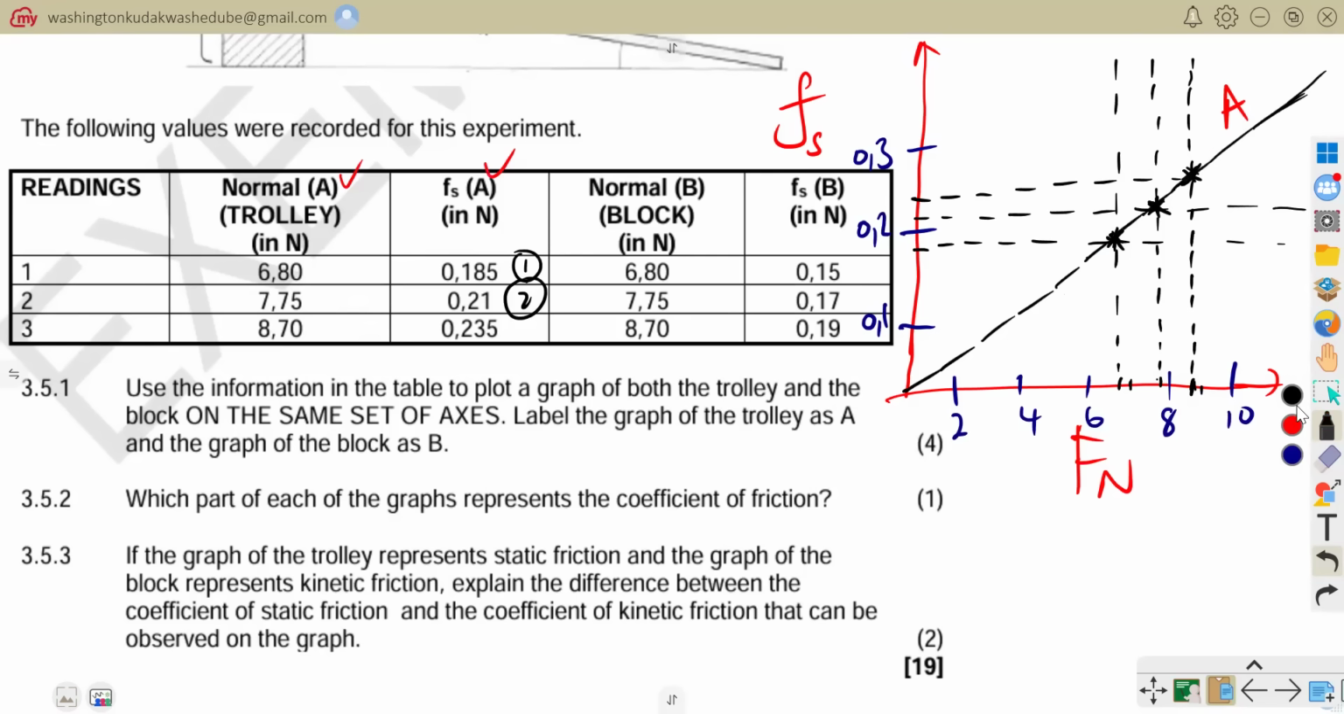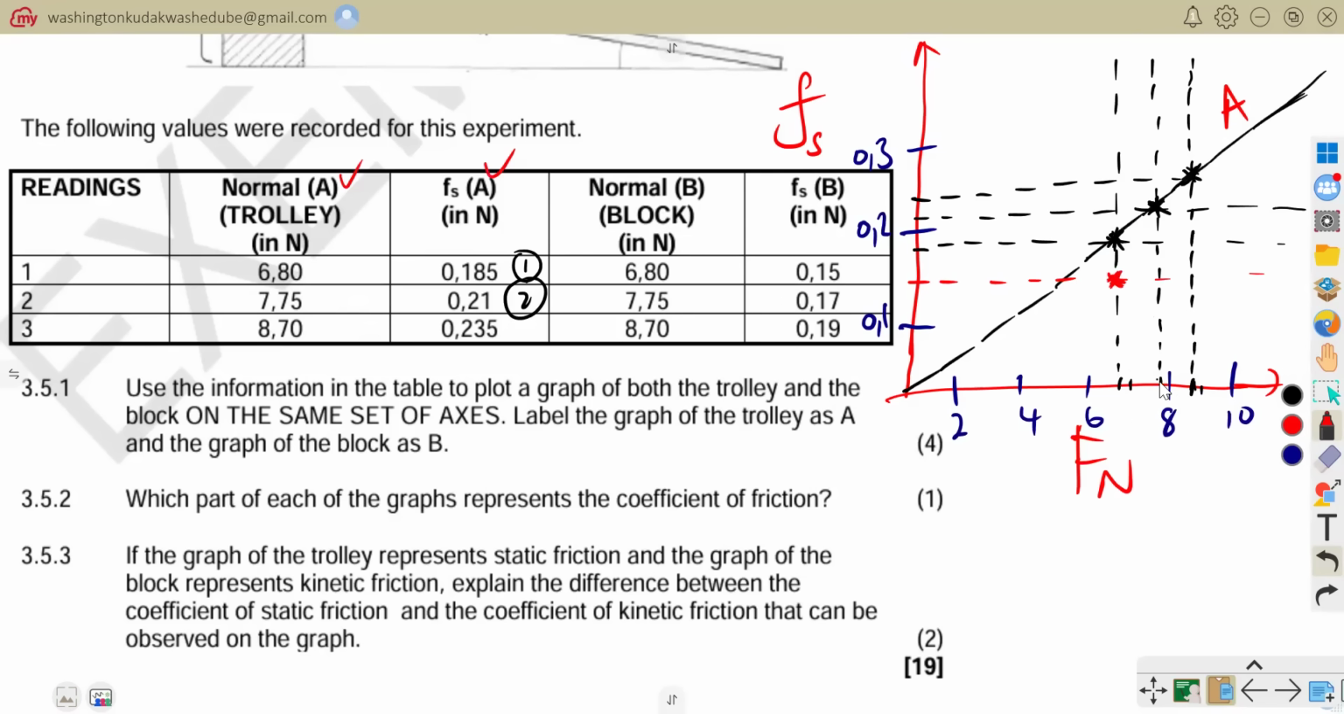And then for graph B, you would also do the same thing. This normal against that. 6.80 is against 0.15. So maybe 0.15 would be here. And then 7.75, which is this one, against 0.17. So 0.17 can be here. So this point, that is what I'm looking for.